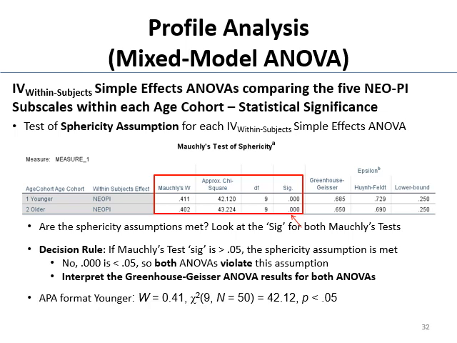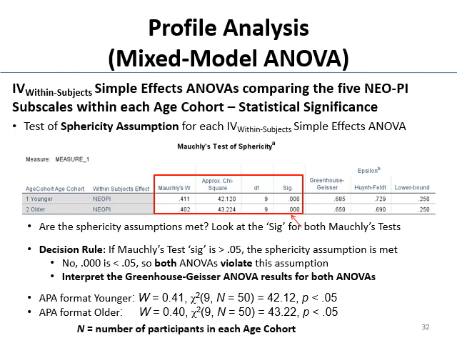And there's your format for writing up your Mauchly's test. You need this for your APA write-up. Where that comes from is up above, and then there's also one for older. And you'll see where these pop into your APA write-up. And again, N here is the number of participants in each age cohort.